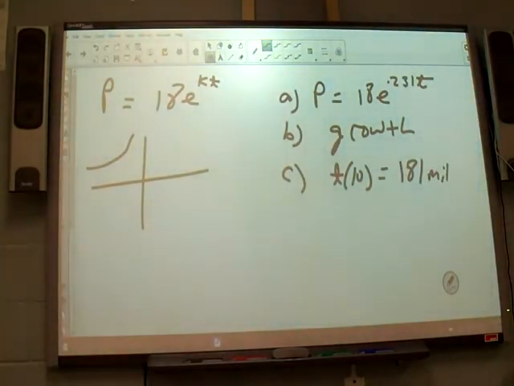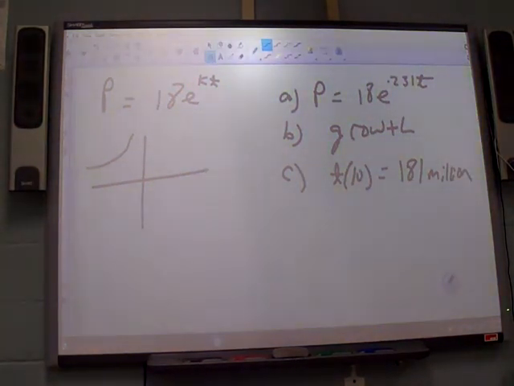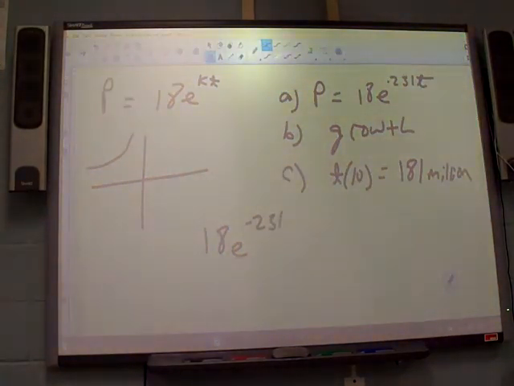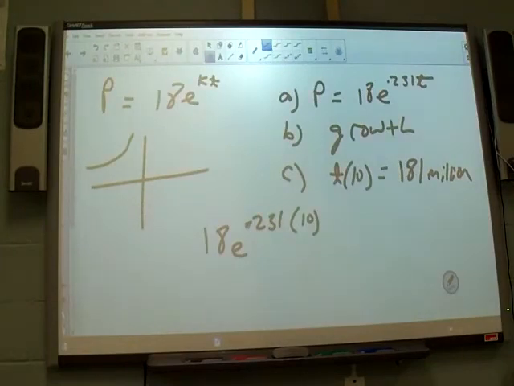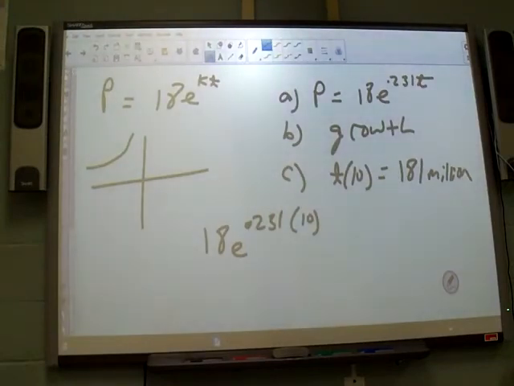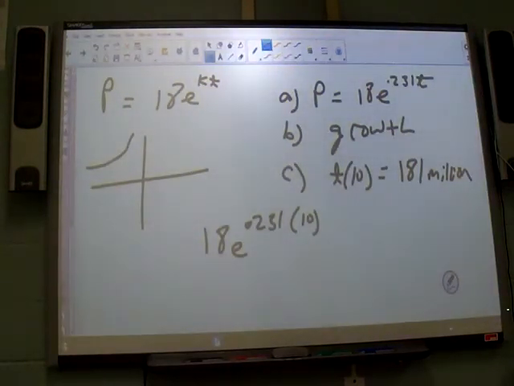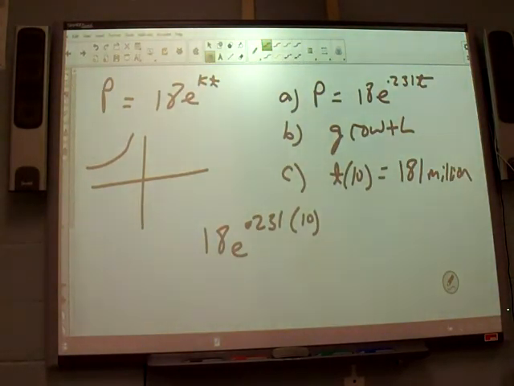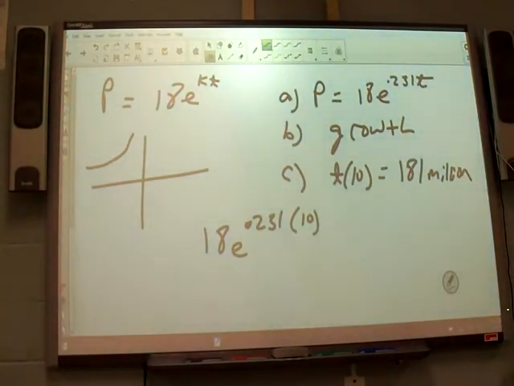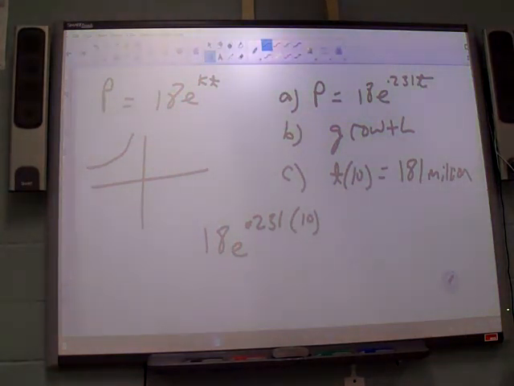Good job, Chloe. So you would type 18 times e to the 0.231 times 10 power. That would give you 181 point something, but you had to know that was in millions because the problem said millions. Wait, do you plug that 10 in with that 0.231? Yeah, 0.231 times 10. Got some people practicing that, and that's what you need to do. Good job.